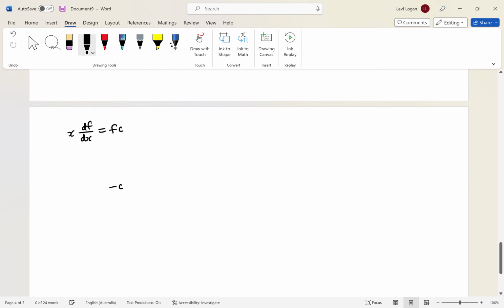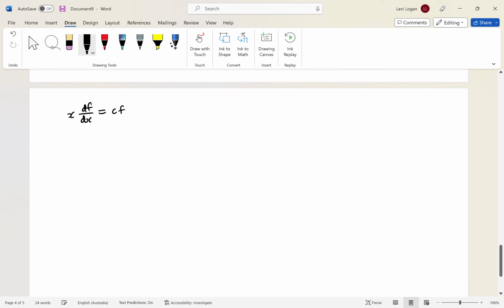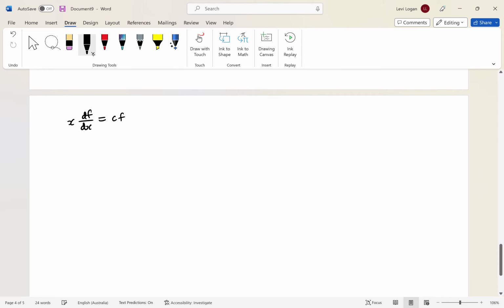And of course, c is a constant. So it'd actually be proper to write the c in front of the function. So c of f. Okay. Multiply both sides by d of x. So x df equals c of f dx. Okay. Because if I multiplied this side by d of x, it would cancel here. So that's why it's not on this side anymore.